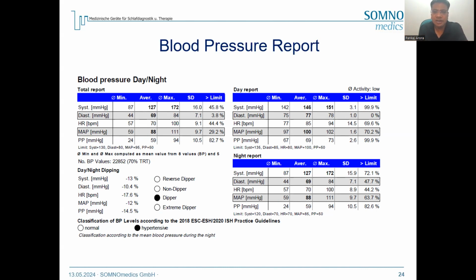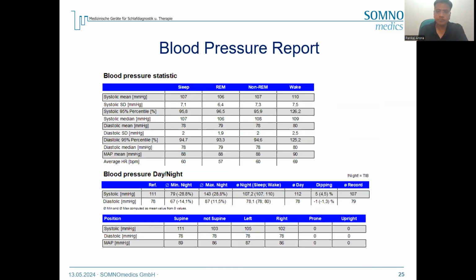So in this particular case, his average blood pressure was 146, while his night average systolic blood pressure was 127. So actually it has gone down from 146. That is why it is showing you as a dipper. Similarly, it is showing you from 77 to 69. That is why it is showing you as a dipper and not as a non-dipper. It's showing you as a dipper because the blood pressure has reduced as compared to the day.